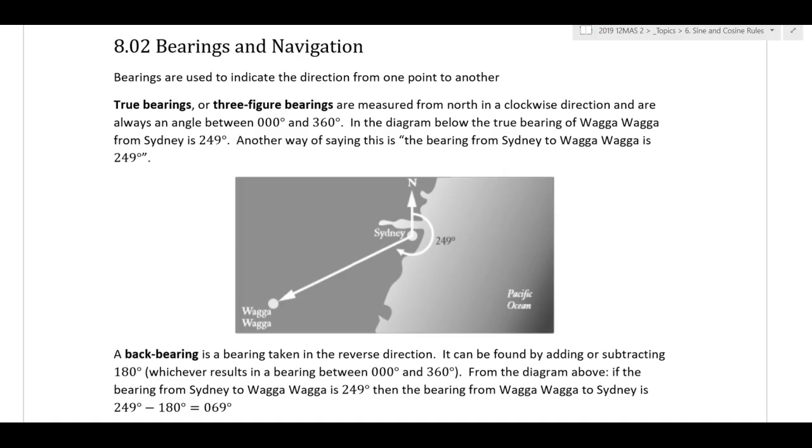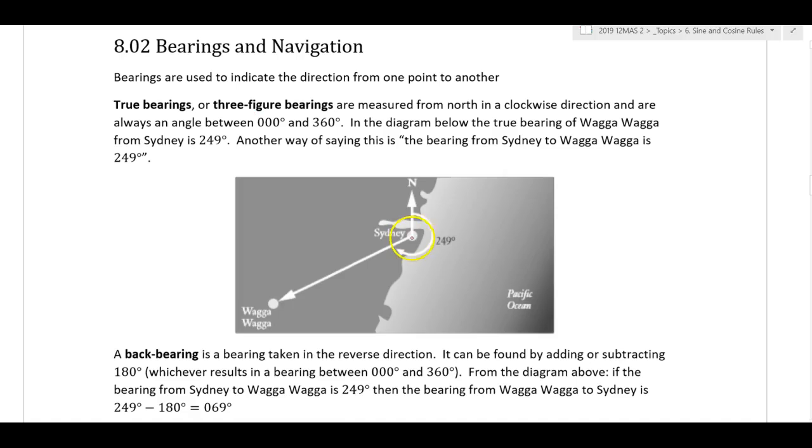Now, first of all, we'll talk about true bearings or three-figure bearings. Even if it's a two-digit or a one-digit number, we tend to give them as three digits, as you can see here with my 0: 0, 0, 0. Two things to remember here: always measured from north, starting at north, moving in a clockwise direction.